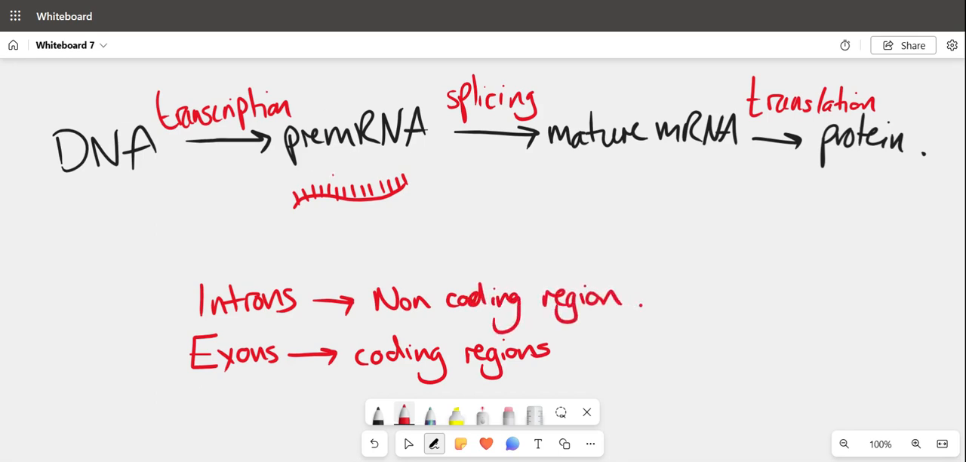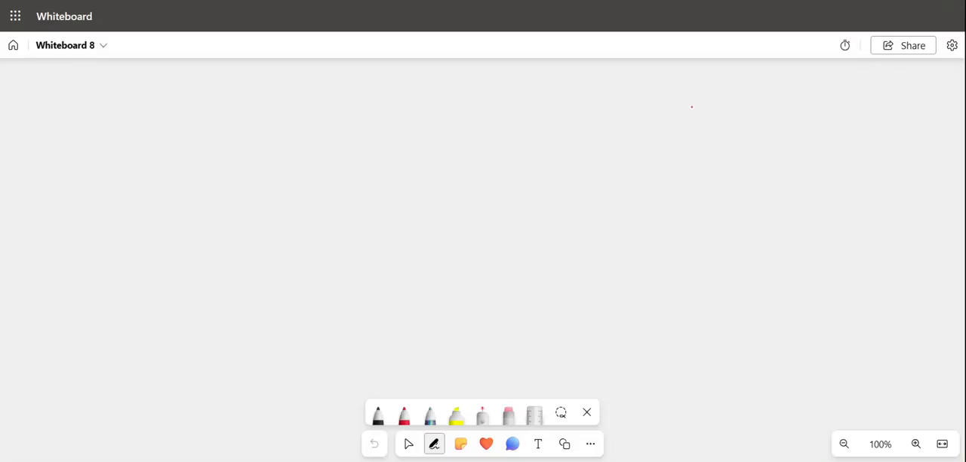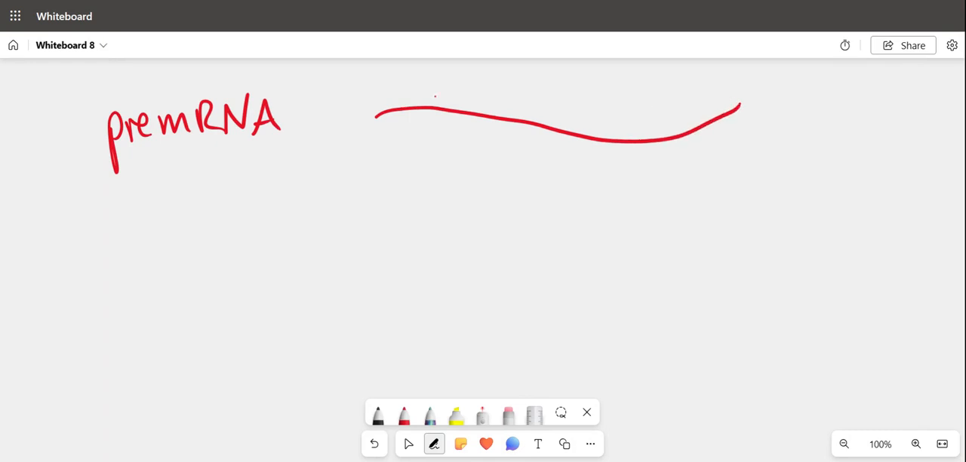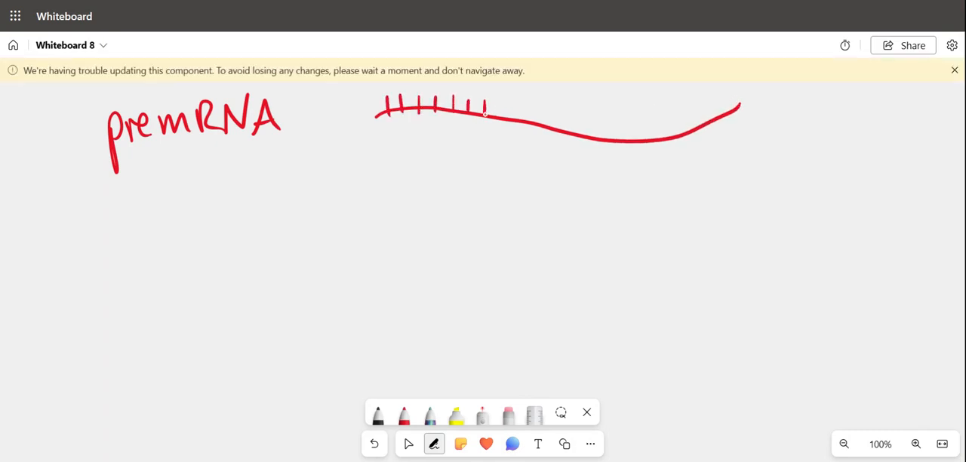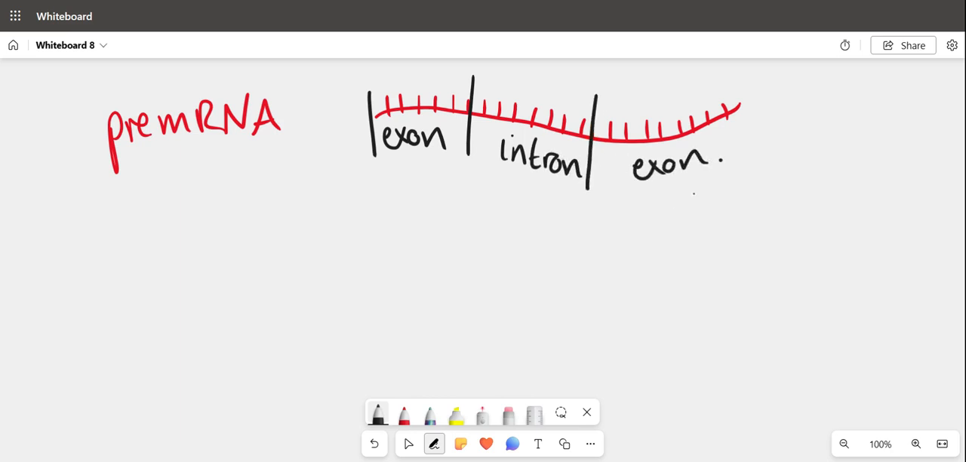So if we start off with our pre-mRNA, our pre-mRNA is this chain of RNA nucleotides, like this. We could separate that into areas that are exons that will code for protein, and some areas that are introns that won't code for anything. The next bit might be an exon.